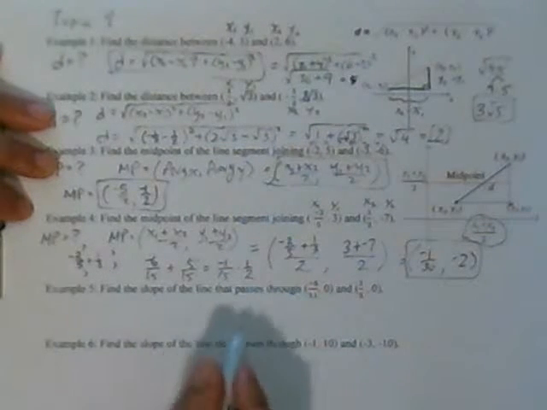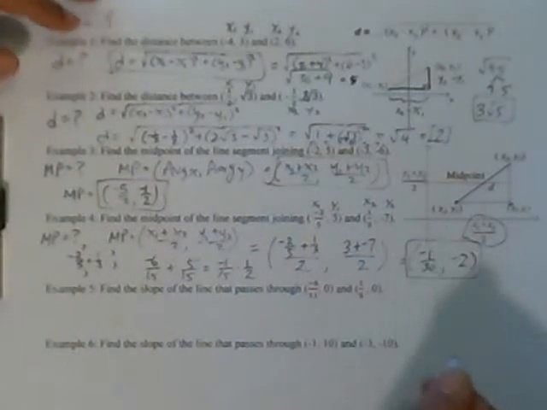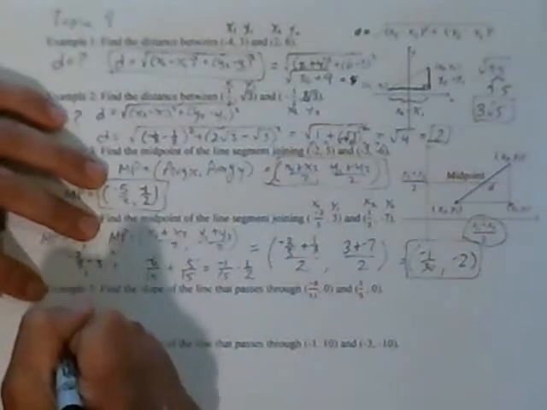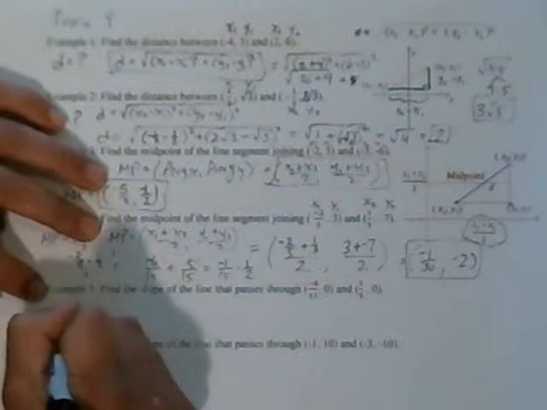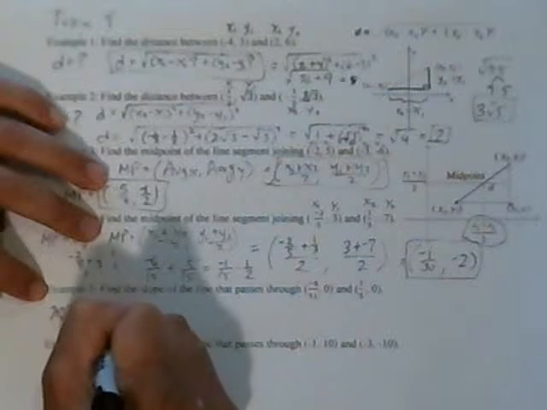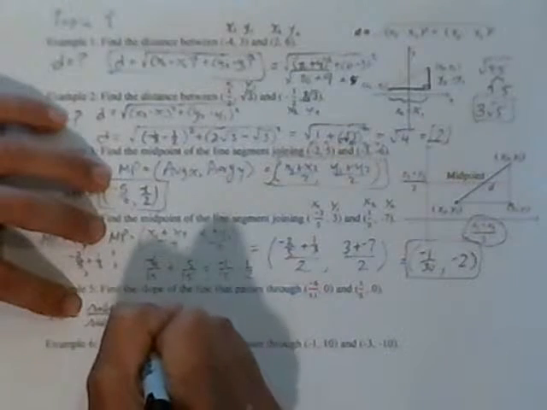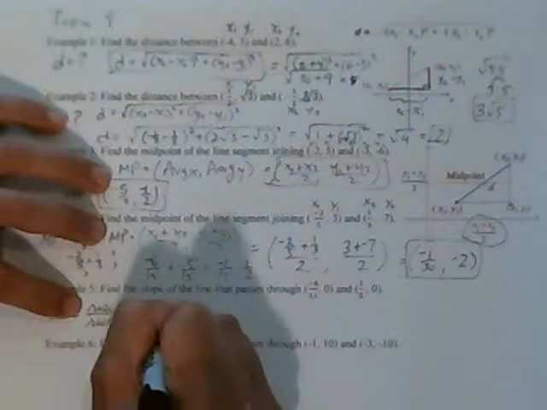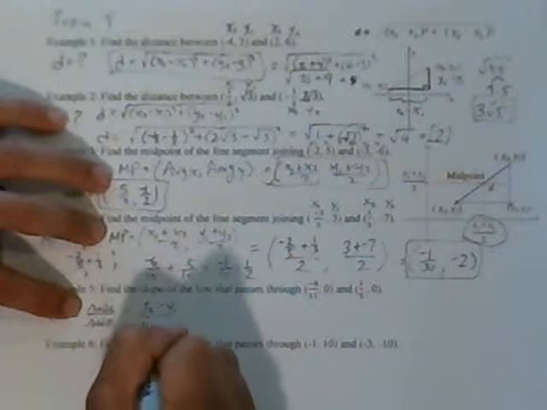Okay. Find the slope of the line that passes through those 2 points. So you got your distance formula, you got your midpoint formula, you also need your slope formula. We call the slope m, and the definition of slope is rise over run. And so the formula becomes y2 minus y1, the difference in the y's, over x2 minus x1.